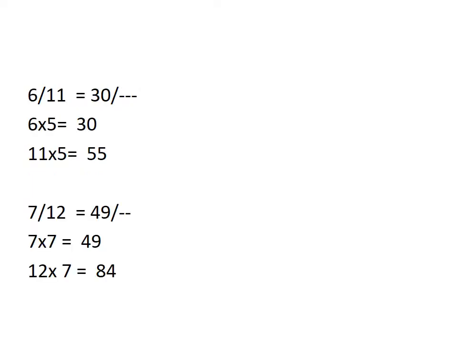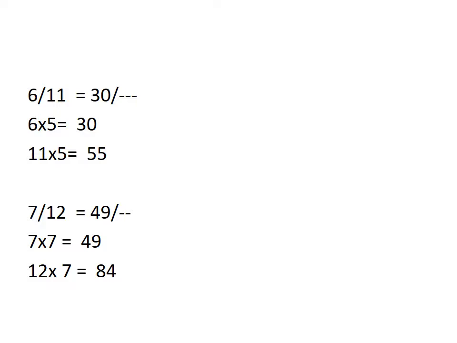Now see one more example. 6 by 11 is equal to 30 upon dash. 6 multiplied by 5 is equal to 30. That's why 11 is also multiplied by 5. Answer is 55.